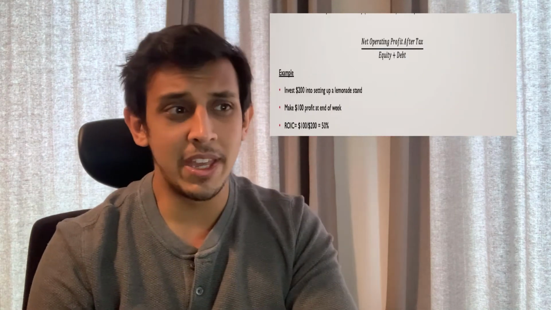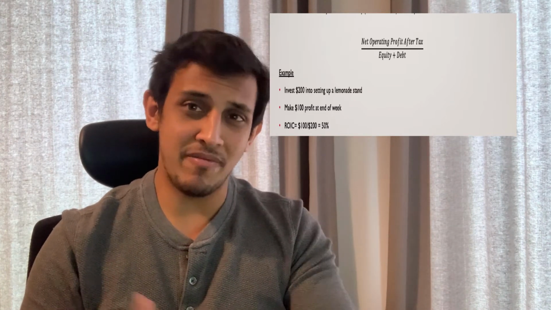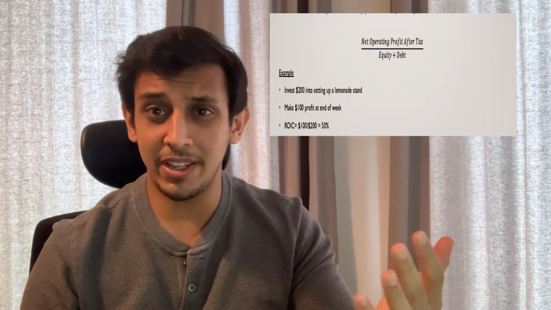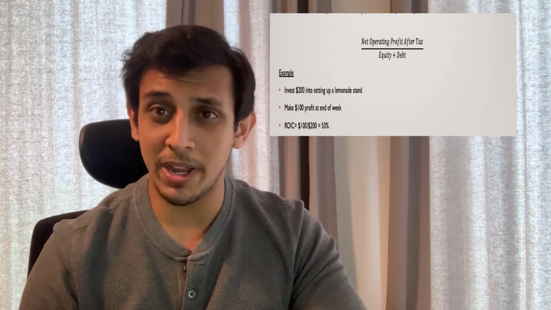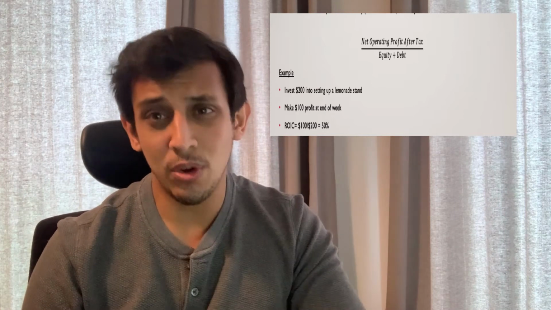And the way that we actually work out this formula is by taking net operating profit after tax, which is normally found at the bottom of the P&L, and then we divide that by equity plus debt, which you can see in the formula above. So if we take a quick example, say we invest £200 into setting up a lemonade stand, and our profit at the end of the week is £100. Basically, the return on invested capital is 50%, which is quite good. It's better than probably investing into a savings account, which is only going to give you like 0.5%.